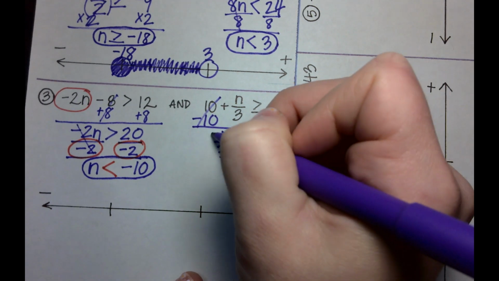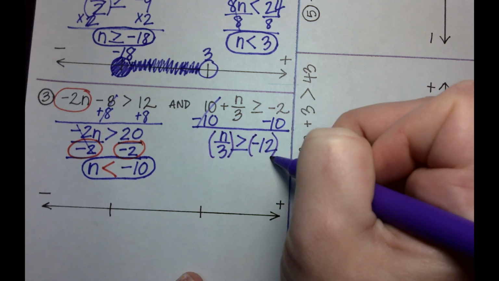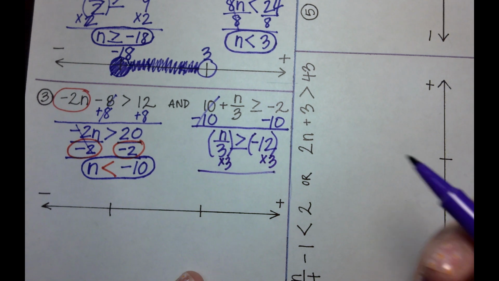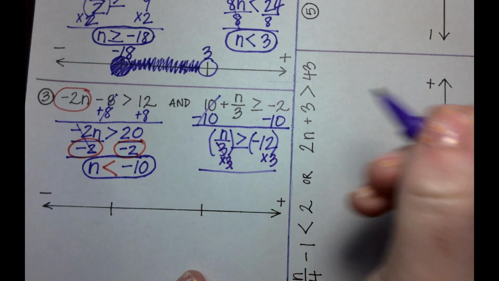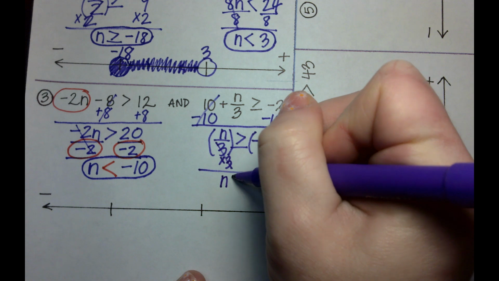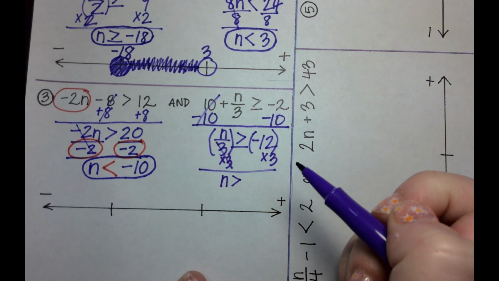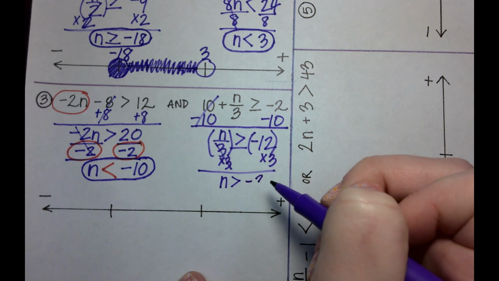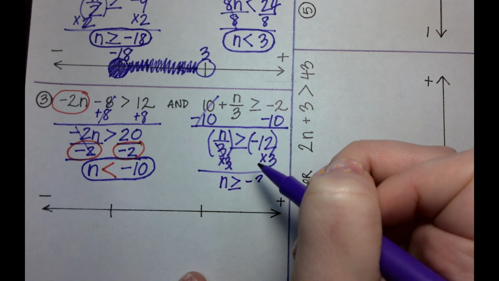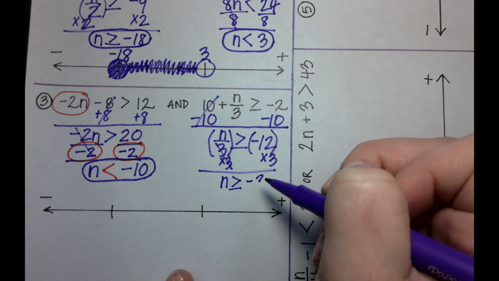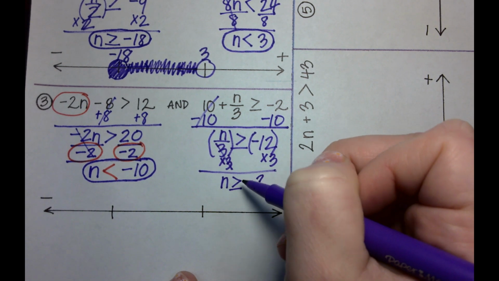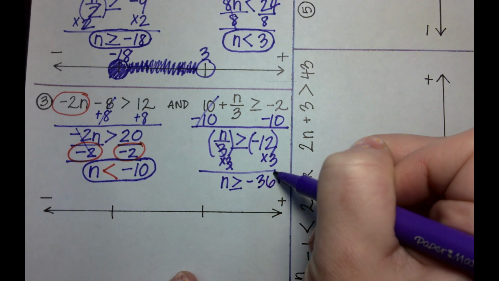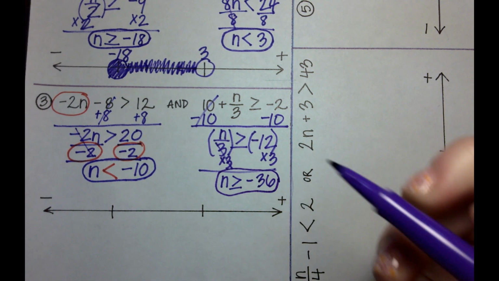What's my next step here? Multiply by 3. Good. We have n divided by 3, so we want to take that times 3 to get rid of it. My 3's will cancel, and I'll get n is greater than what? Negative. Oh, you're right. Thank you for catching me. Everybody, I make mistakes too, guys. Call me out on it. So we have n is greater than or equal to negative what? 36. Negative 36. Very good.